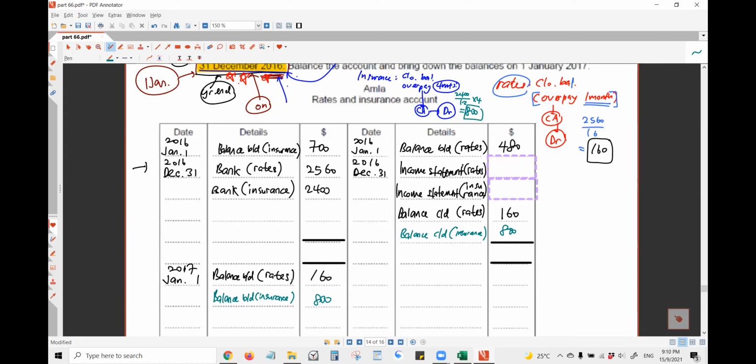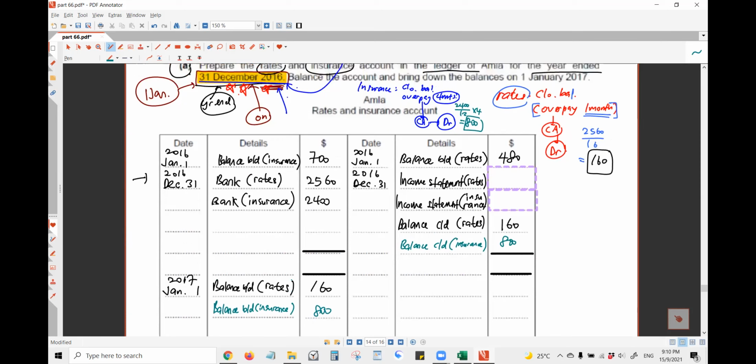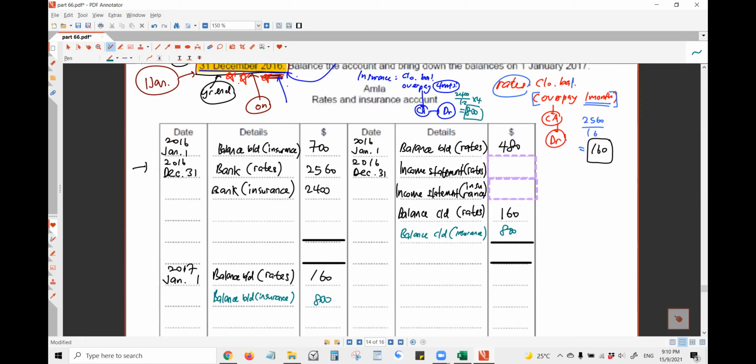Now it is time for us to find the missing figure. You see how I do it, then you follow. There are two missing figures, right? One missing figure for rates, one missing figure for insurance. You do one at a time. When you are looking for the rates missing figure, you focus on all the amounts for rates.